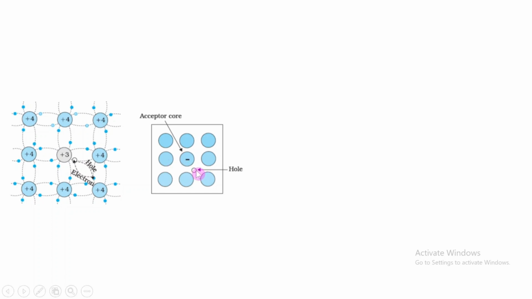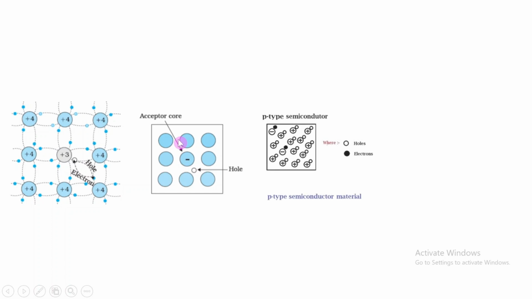This hole actually comes from that intrinsic process, because the valence electron count is now 7 and it requires one electron. So this hole represents that requirement of the electron. At the macroscopic level, we have these negative charges and those positive charges. This is the acceptor core, and this is the macroscopic view of it.